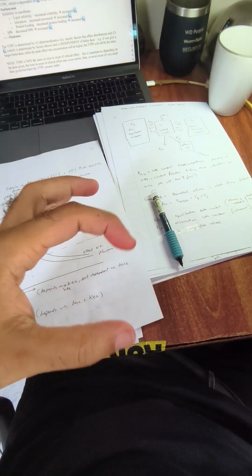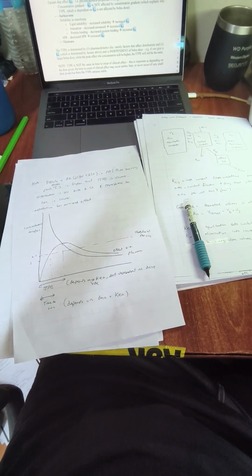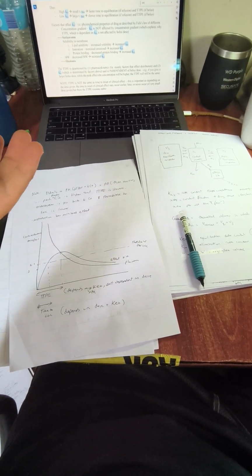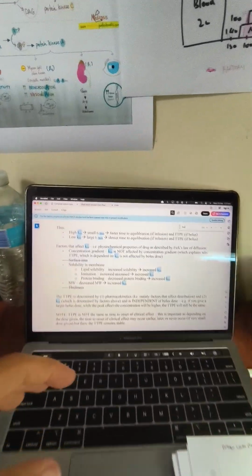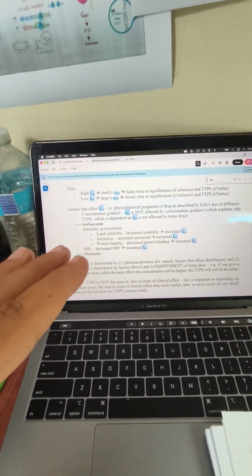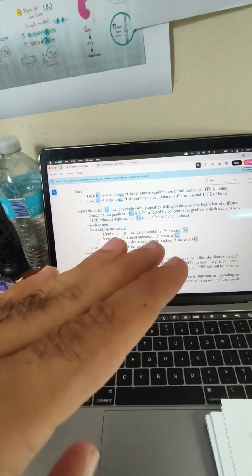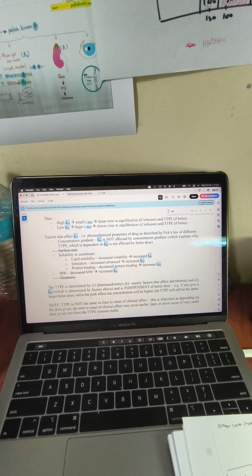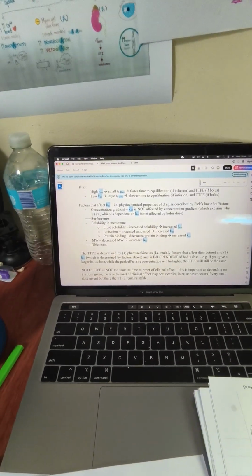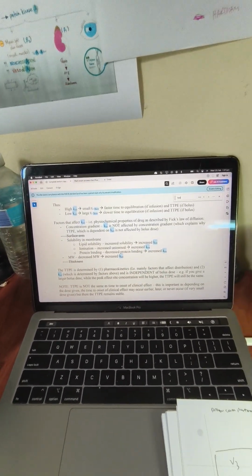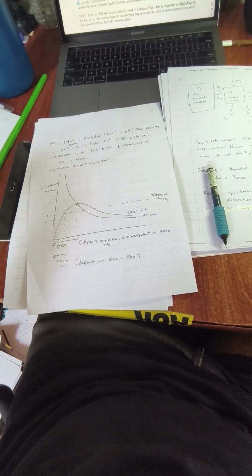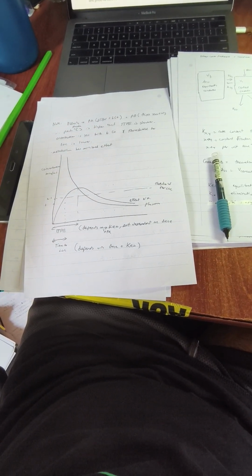KEO, just for understanding, is basically described by Fick's law. A high KEO means a smaller half-life, which means a faster time to equilibration and a faster time to peak effect if we're talking about a bolus. But a low KEO means a larger half-life and a slower time to peak effect. Now, why is that relevant? Because time to peak effect is based on the KEO. So if you have a higher KEO, then you have a quicker time to peak effect, right?